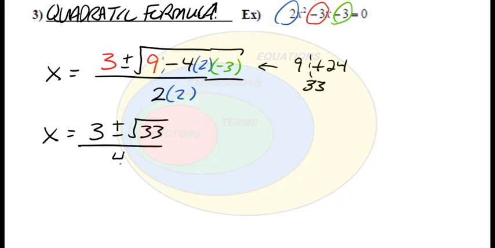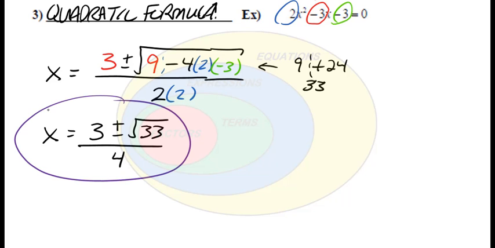That's all over 4. Now we notice the square root of 33 we cannot simplify. So there's nothing left to do. So in this case, our answer we could just leave in that form. So of course we know there's two answers, 3 plus the square root of 33 over 4 and 3 minus the square root of 33 over 4. But since we can't simplify that square root anymore, then we'll leave it in this form.